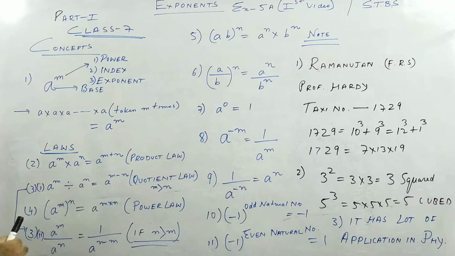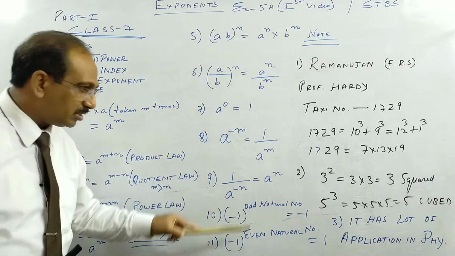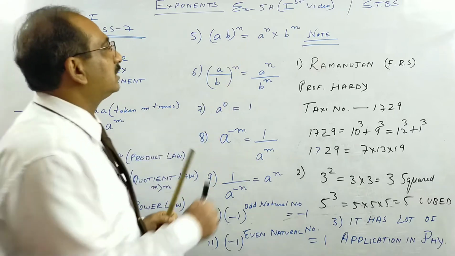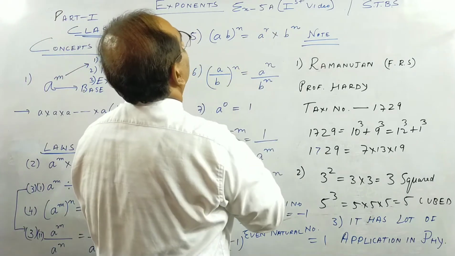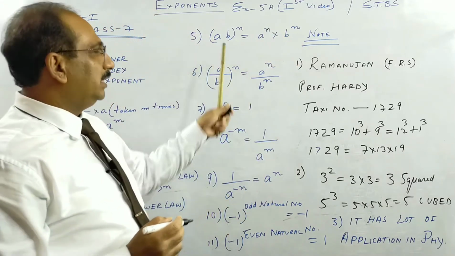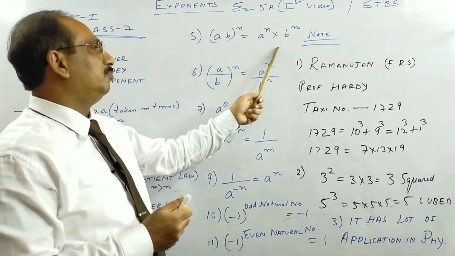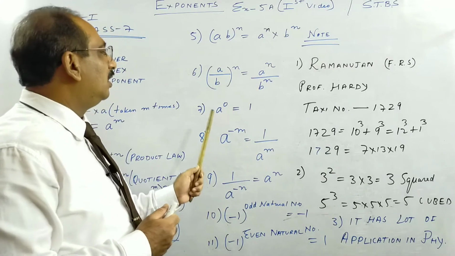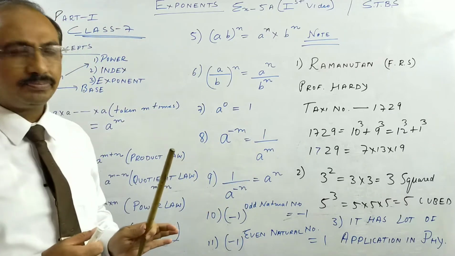The third thing is called power law. Power law means when there is a power to a power, then the powers are multiplied. So this also we will see while doing. Then there are some smaller things. Okay, a b whole to the power n. So this n can be outside also. This means n is with both a and b. Same thing here, a by b whole to the power n is a to the power n by b to the power n. Anything to the power 0, children, is 1.